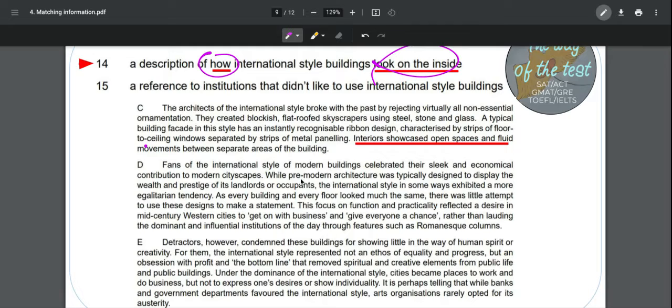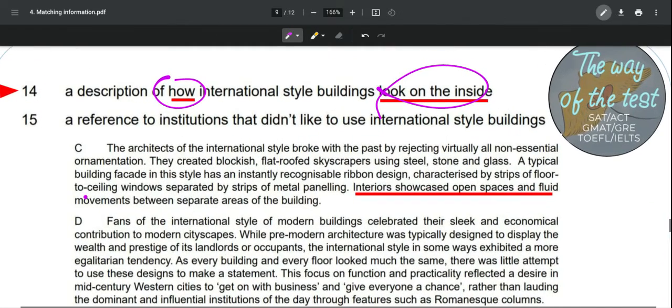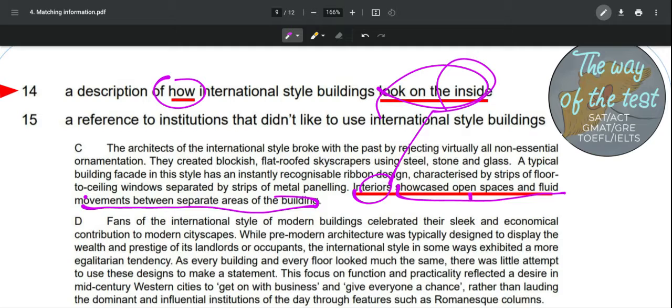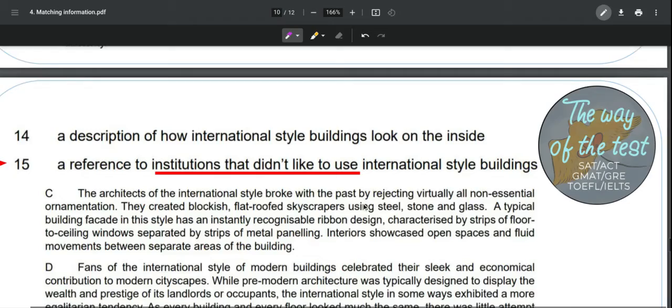And when we want to match, we want to find the information, but not exactly the same words, right? So we go to paragraph C and we find interiors, so interiors match with the inside, showcase open spaces and fluid movements between separate areas of buildings. So this is pretty much how they look on the inside. So again, we have found the matching information, maybe not exactly the words. We didn't find the word how, we didn't find the word look or the word inside, but we definitely find the matching words.